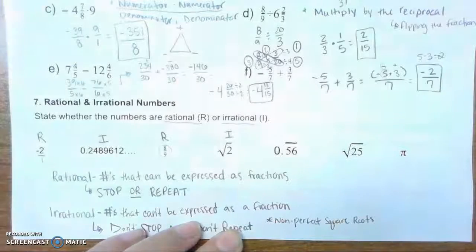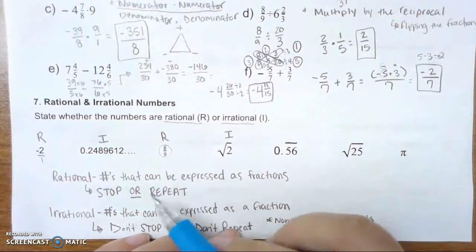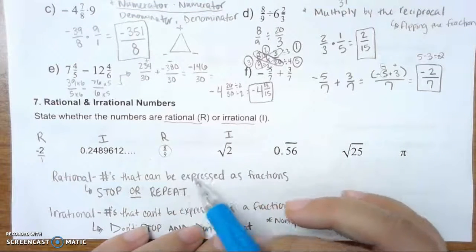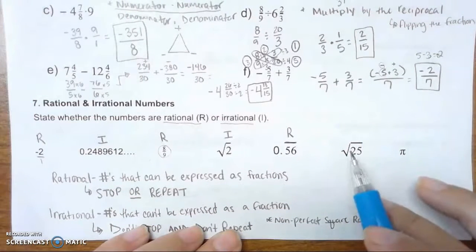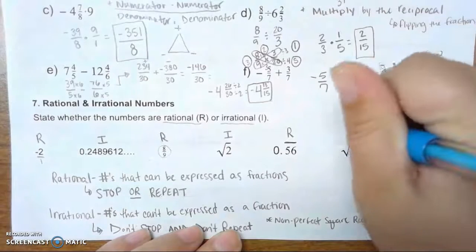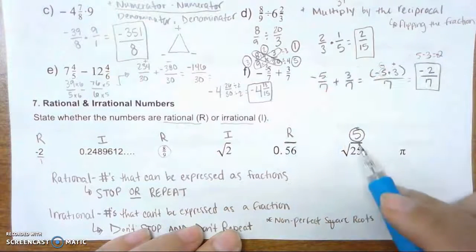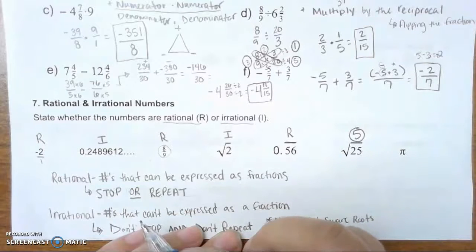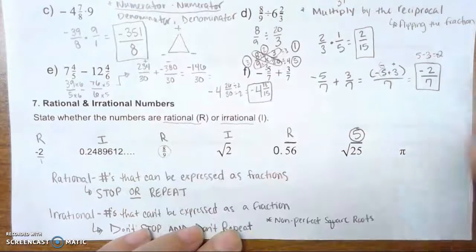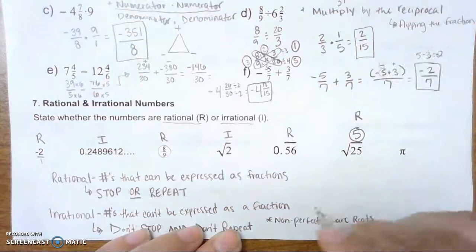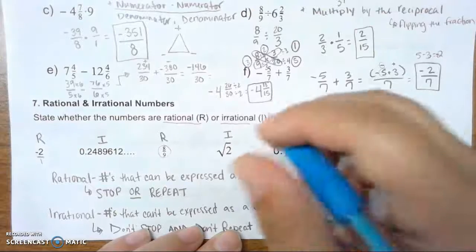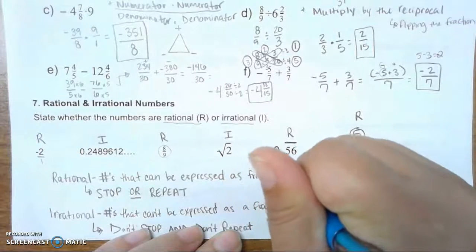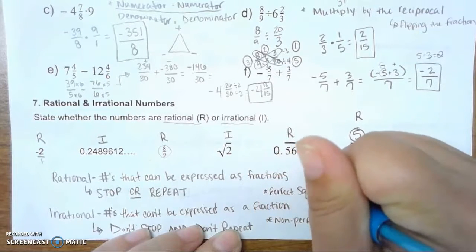.56, that bar means it's repeating. So, does it stop? No. Does it repeat? Yes. If it repeats, it's rational. So that's rational. The square root of 25. Well, you guys know the square root of 25. It's 5. 5 would be what we're looking to see is rational or irrational. Well, 5 stops. Therefore, this is rational. So, if irrational numbers are non-perfect square roots, rational numbers are perfect square roots.